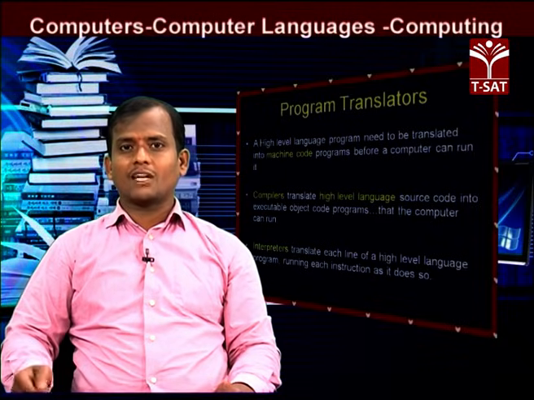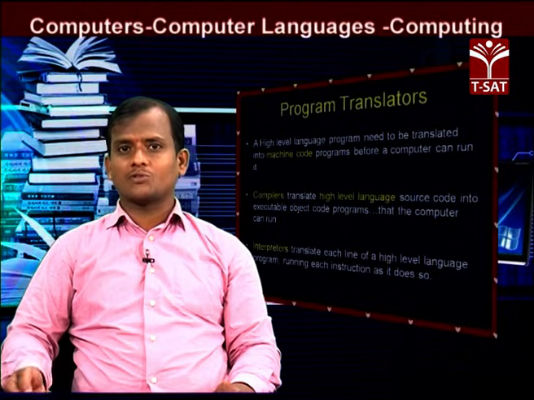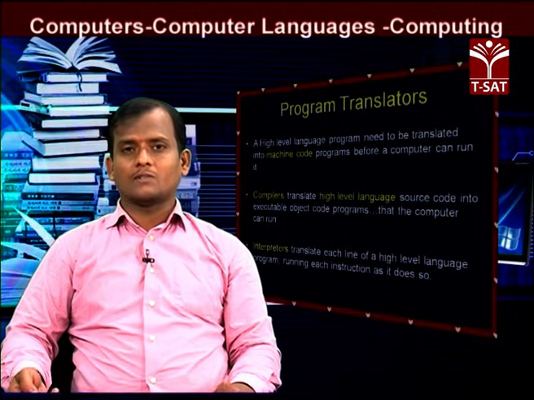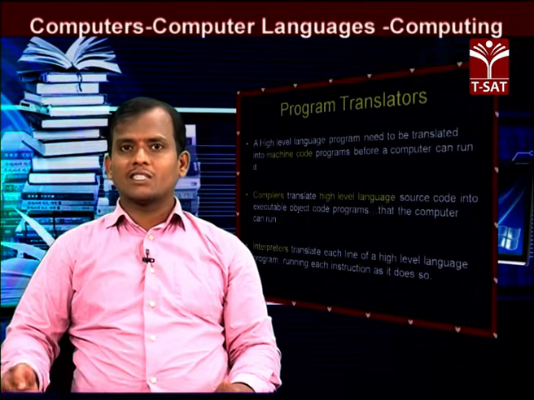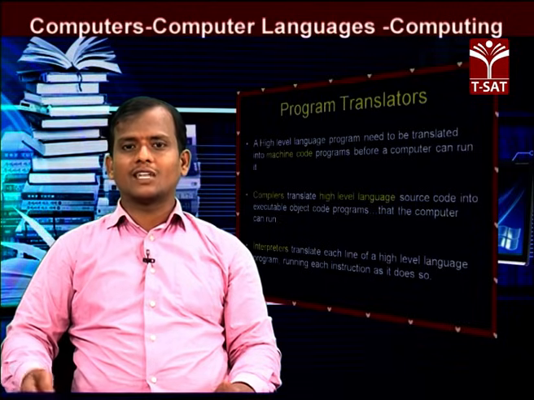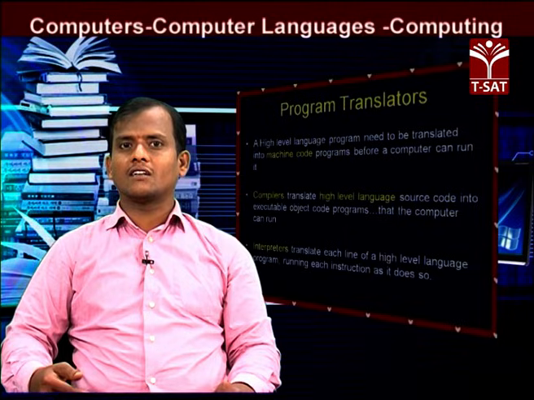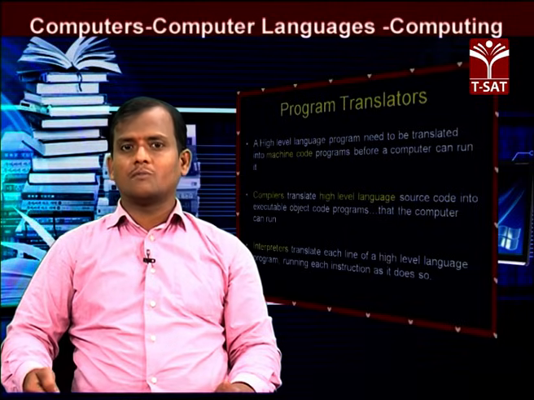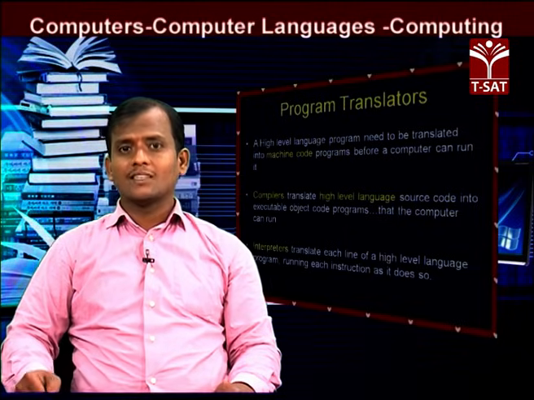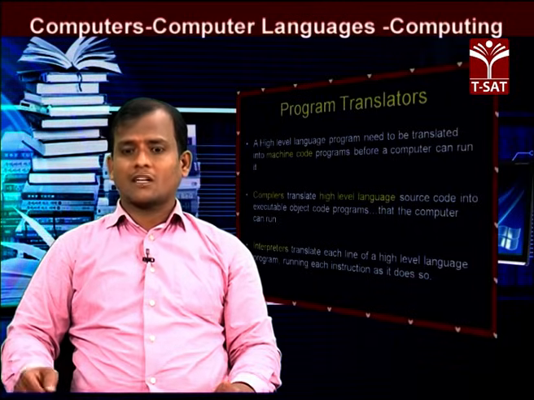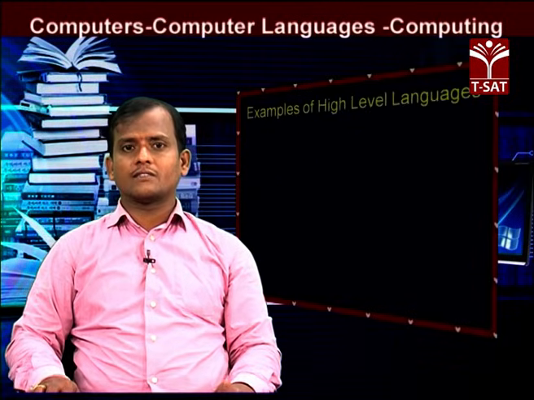So the compiler will convert the entire source into machine level language or object code, whereas the interpreter converts each and every statement or each and every instruction to machine level language. Okay, that is the major difference between translator, compiler and interpreter.